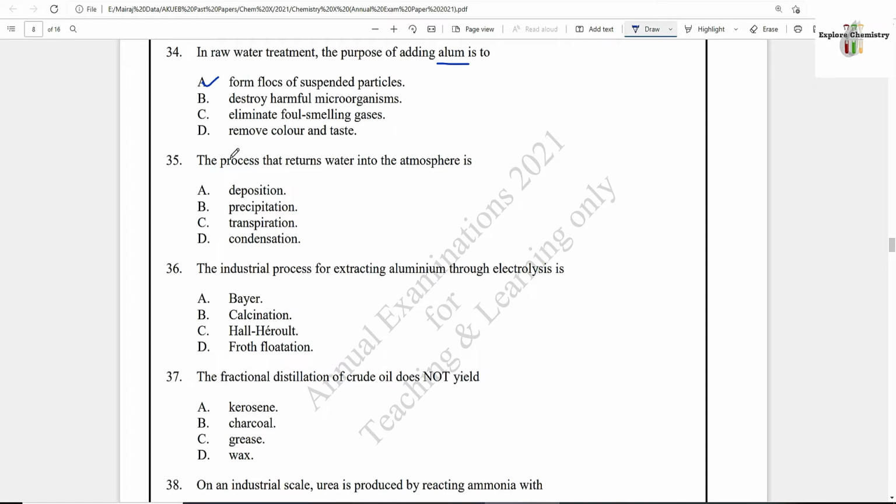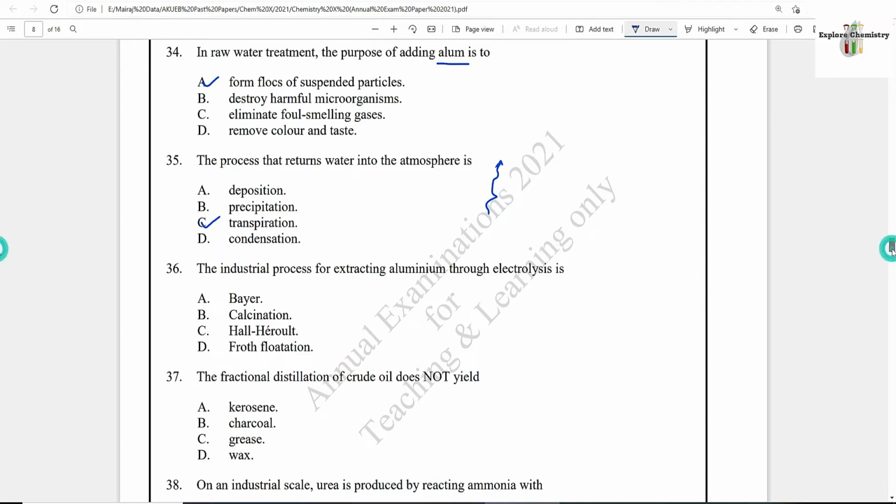Number 35. The process that returns water into the atmosphere is transpiration or evaporation. Evaporation is not written in the option. So transpiration is the evaporation process from the leaves of plants. Therefore it is the answer. Precipitation is rain or water coming down on the surface of earth. Here it is written water into the atmosphere. From earth's surface, water has to go up into the atmosphere. This can happen in evaporation only, and transpiration is evaporation process.